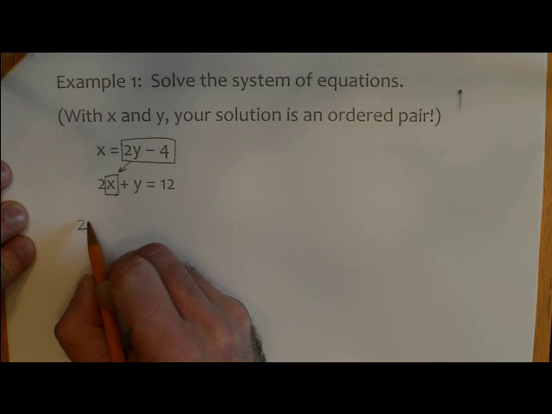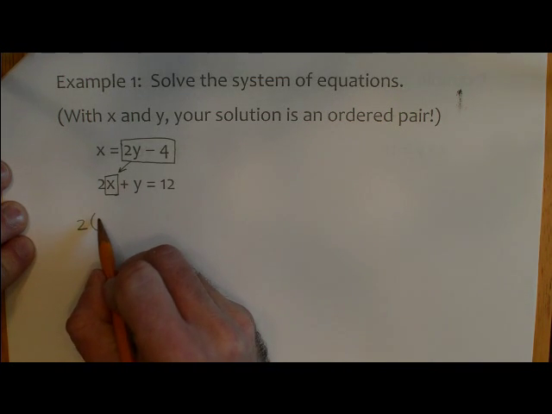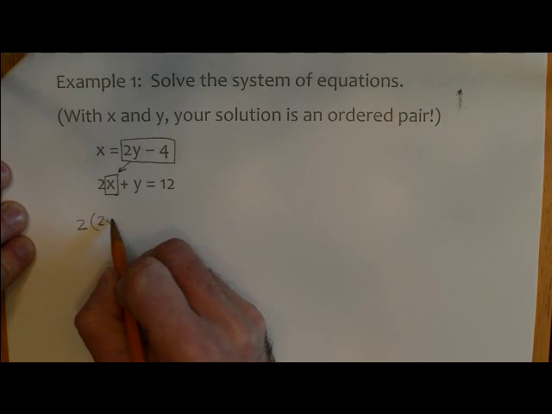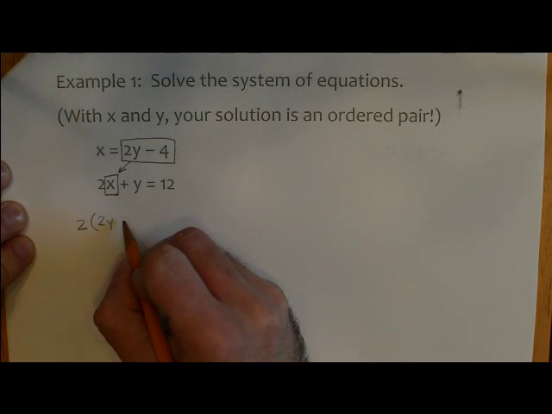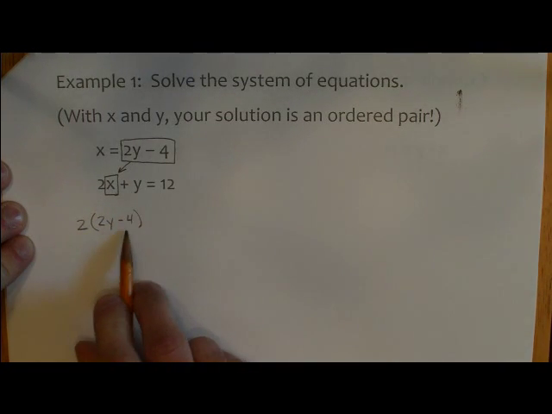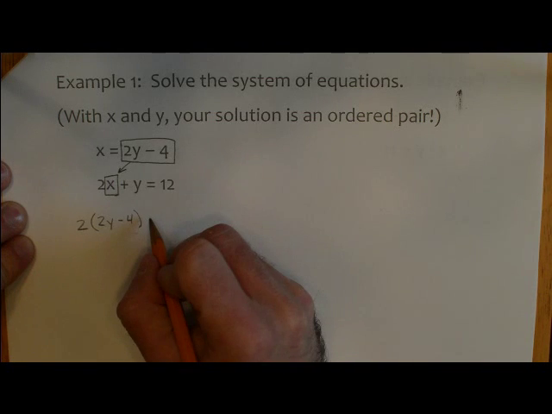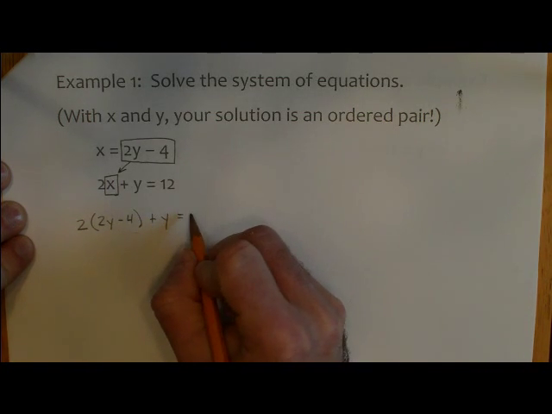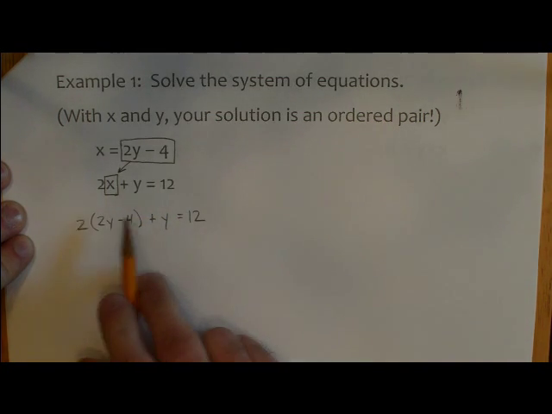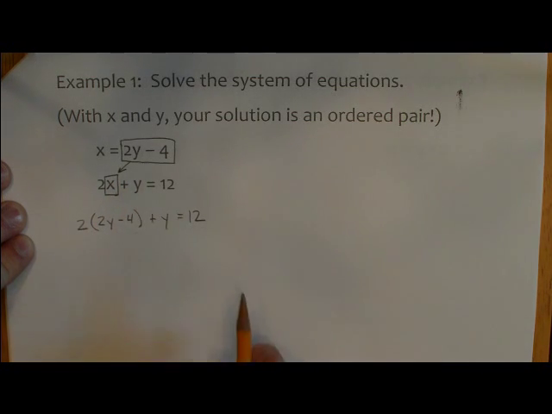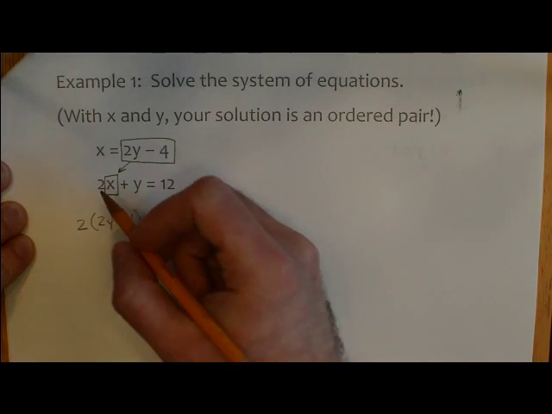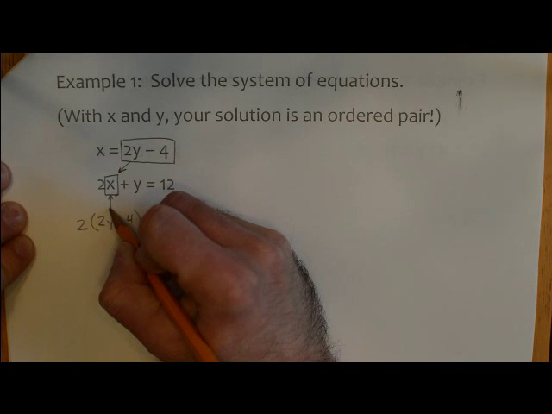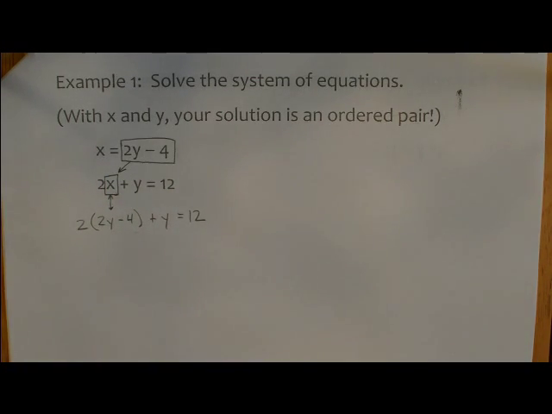Essentially, you're going to take that second equation and you're going to write it exactly as it is, except for one change. Instead of the variable x, you're going to replace it with that quantity, 2y minus 4. Everything else you're going to bring down just as it is. You're going to bring down that 2, you're going to bring down that plus y, that equals 12. The only change is that you swapped out x and replaced it with something that is known to be equal.